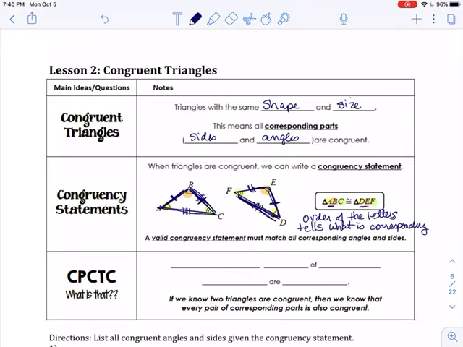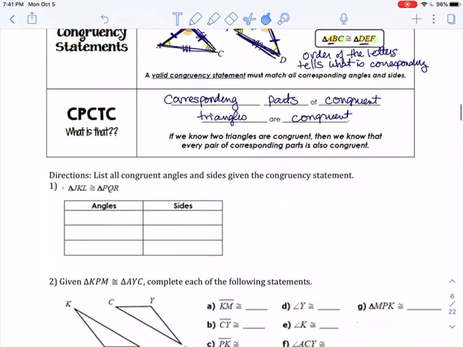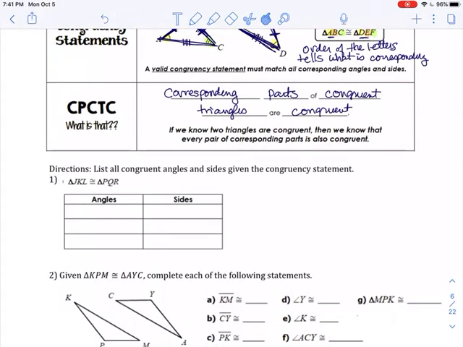Now, what is CPCTC? We're going to touch upon that in about 2 days, but CPCTC stands for corresponding parts of congruent triangles are congruent, and we can use this abbreviation in our proofs and on tests. If we know that two triangles are congruent, then we know that every pair of corresponding parts is also going to be congruent to each other.